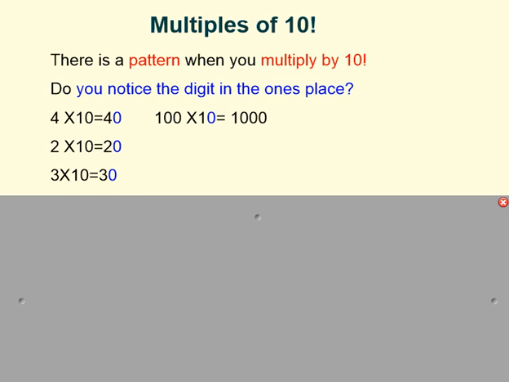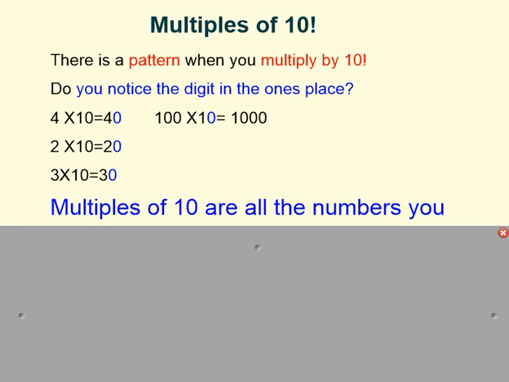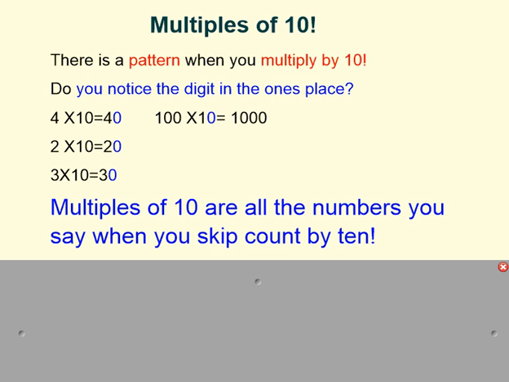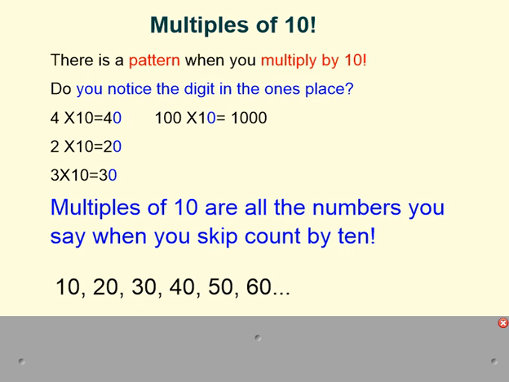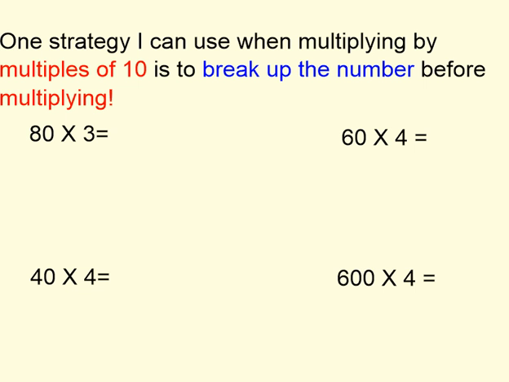We also looked at a pattern. We noticed that the digit in the ones place is always a 0 when you're multiplying by a whole 10. They also learned that the multiples of 10 are all of the numbers you say when you skip count by 10. They are all of the products, the answers when you multiply by 10. So 10, 20, 30, 40, 50, 60, 70, 80, 90, 100, 110, 120, 130, all of those numbers are multiples of 10.